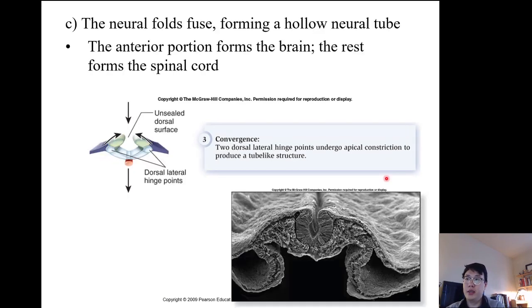Okay, and you can see that the dorsal surface, or the back end of the surface, is going to start forming until it fuses together. So the neural folds will fuse, forming a neural tube, and the anterior portion forms the brain, and the rest will form the spinal cord. So we're going to have one end of it forming the brain itself. That's how our brain forms, and the rest is the spine.